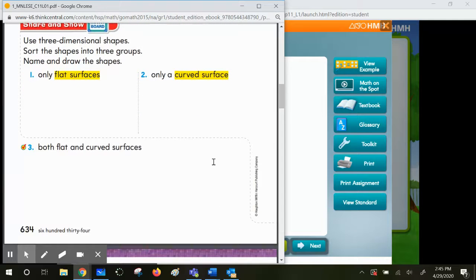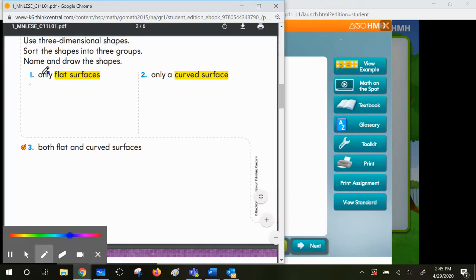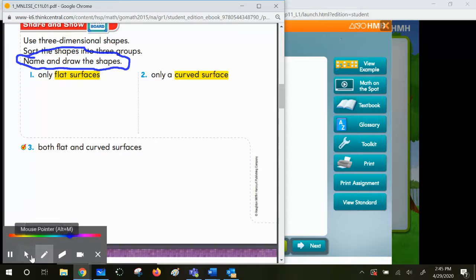Now, use three-dimensional shapes. Sort the shapes into 3 groups. Name and draw the shapes. So you have to write the name down and you have to draw the shapes. Okay, so once again, this is important. You need to name and draw the shapes. There are 2 things you need to do.